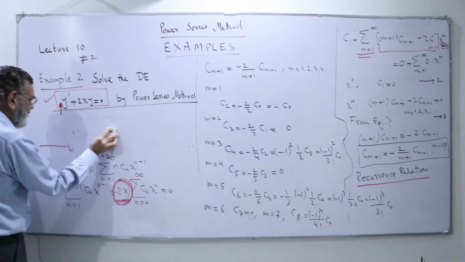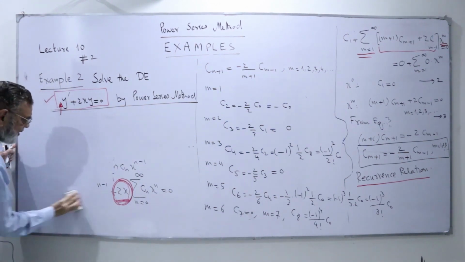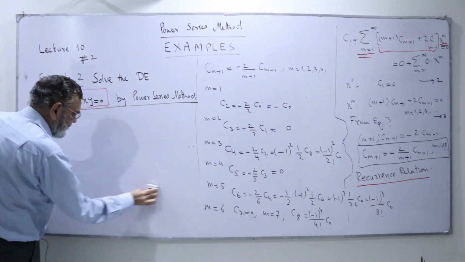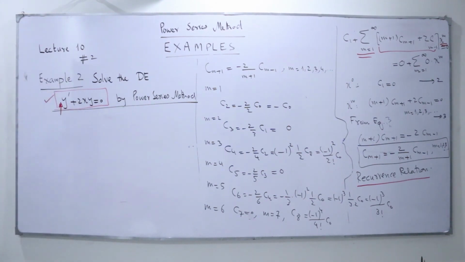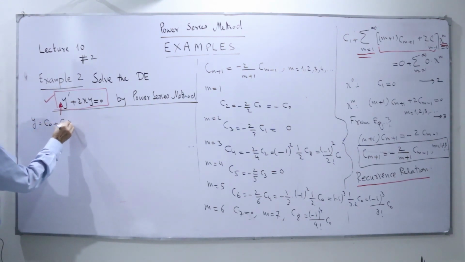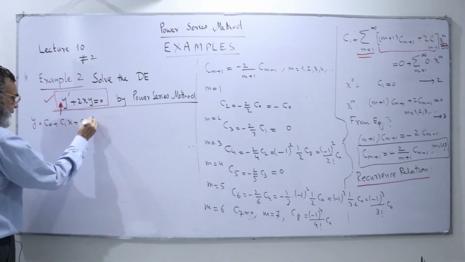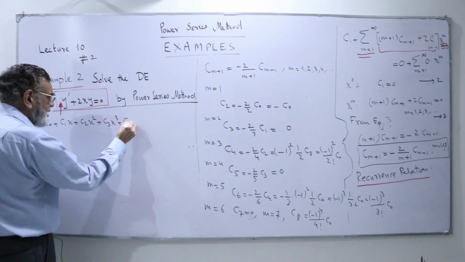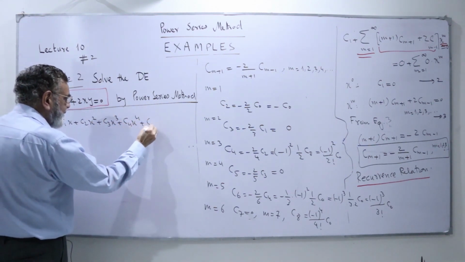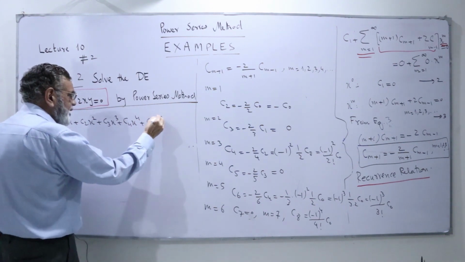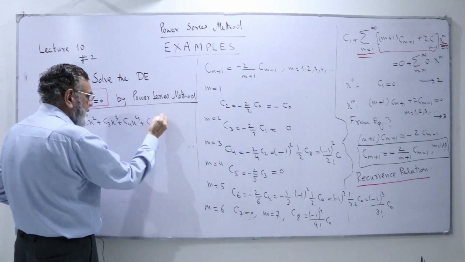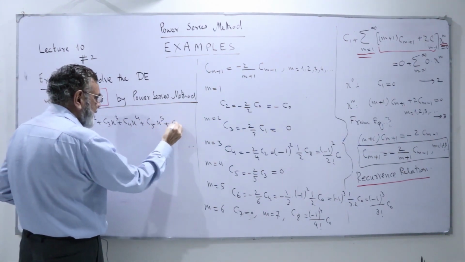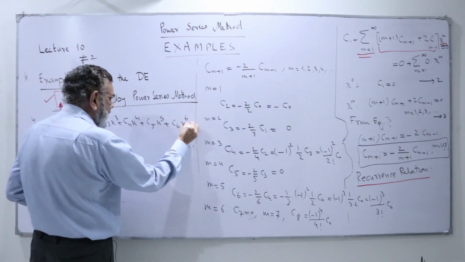Now my series I'm having here about y equal to 0, and we can just write the form of this one. I can write this one as y is equal to C0 plus C1x plus C2x squared, plus C3x cubed, plus C4x to the power 4, plus C5x to the power 5, and plus C6x to the power 6, and so on.